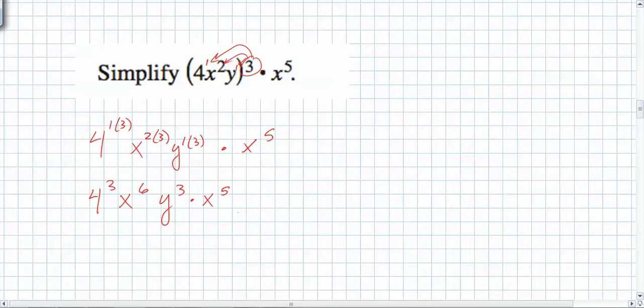We're almost done. What we need to combine are these two terms. Everything's being multiplied together. You can change the order.